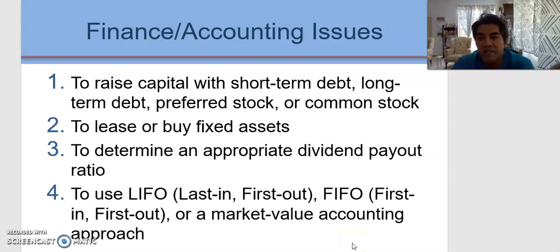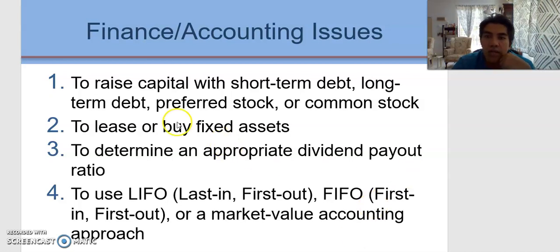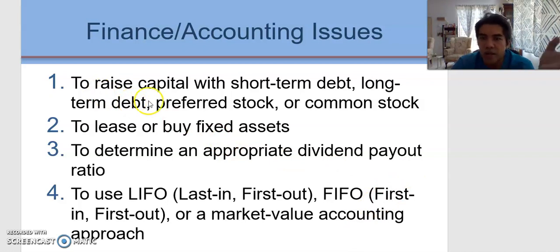So some of the things that we talked about earlier, when we want to implement a particular strategy, is how you want to raise the capital. So this particular section discusses how to raise capital, either through short-term debt, long-term debt, preferred stock or common stock. And then another issue is whether to lease or to buy fixed assets, to determine an appropriate dividend payout, and to use LIFO, last in first out, or FIFO, or a market value accounting approach.